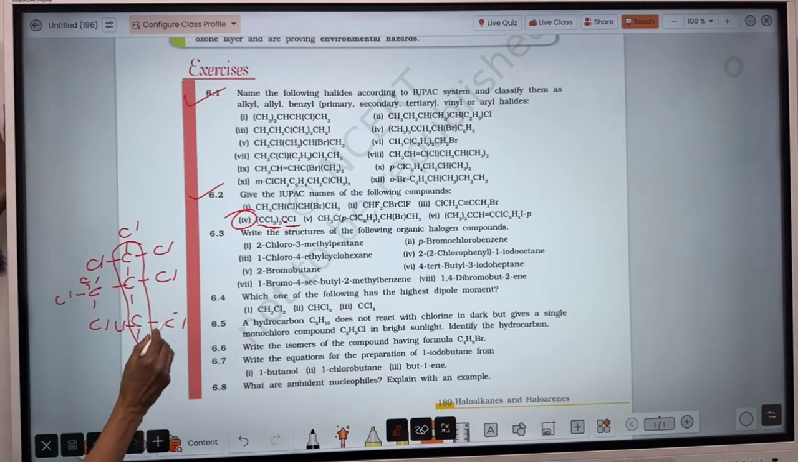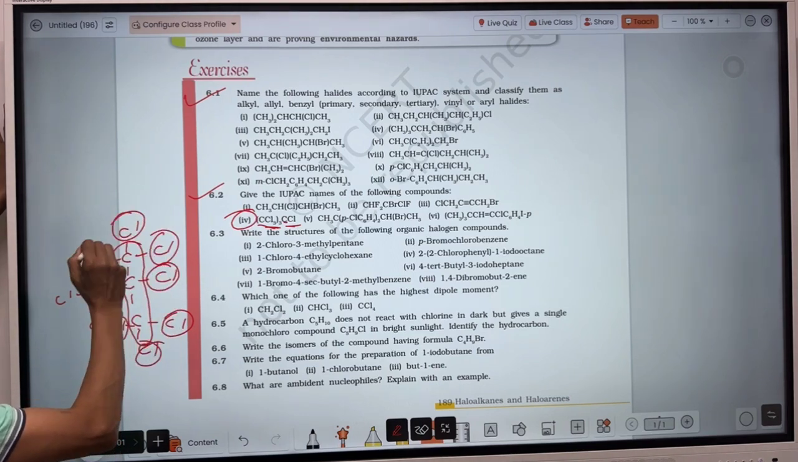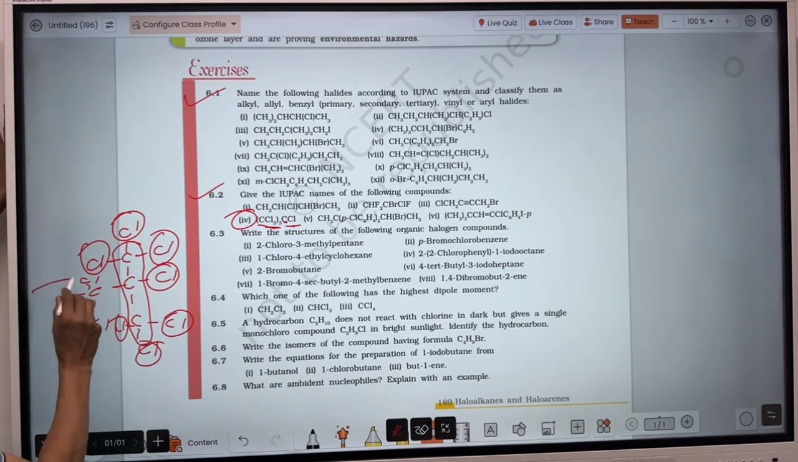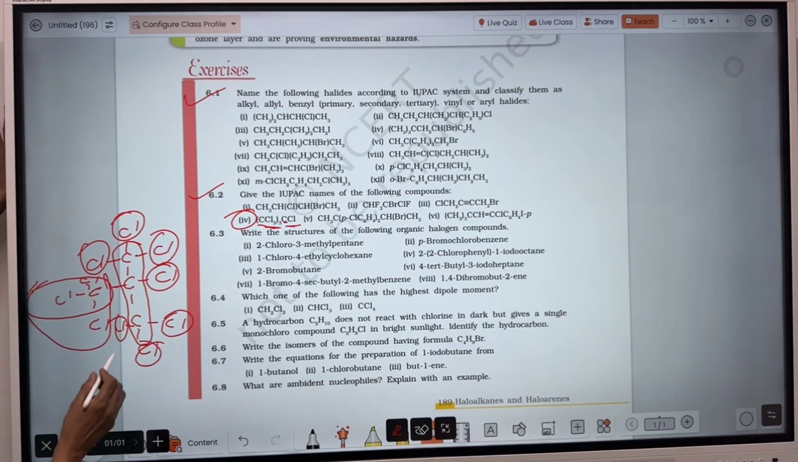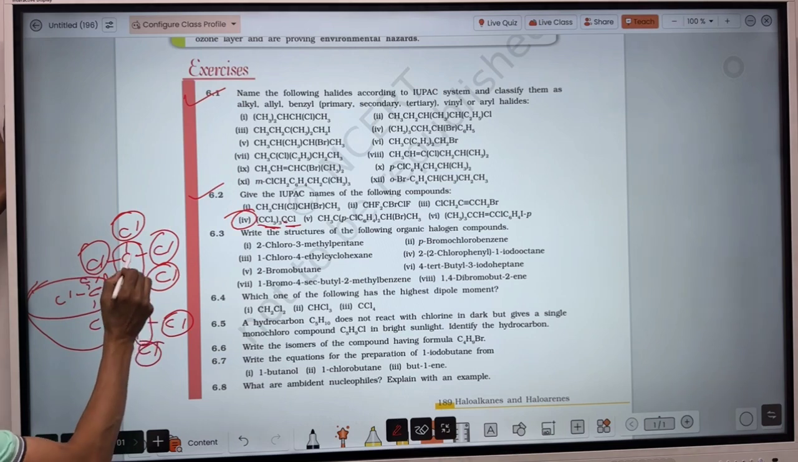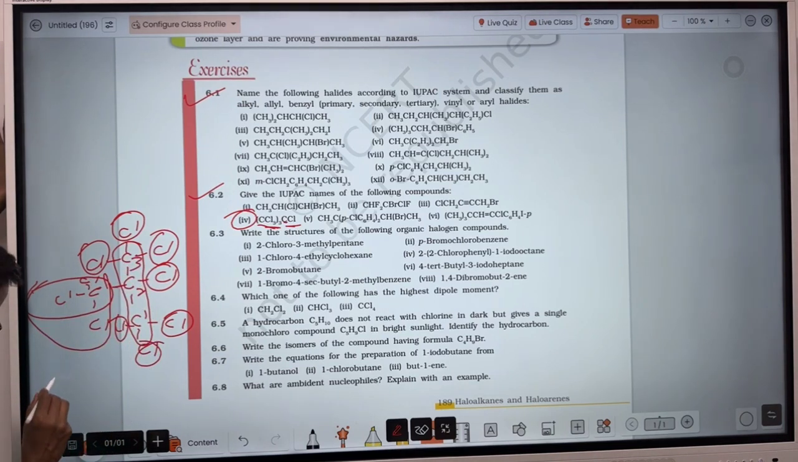Now consider the substituents. That means 3 chlorine here, 1 chlorine here, and this 3 chlorine here. And this one is trichloromethyl. So the name of the compound will be, 1, 2, 3 will be the numbering. So 1, 1, 1, then after 2, then after 3, 3, 3.